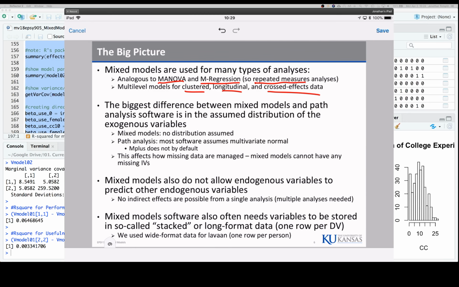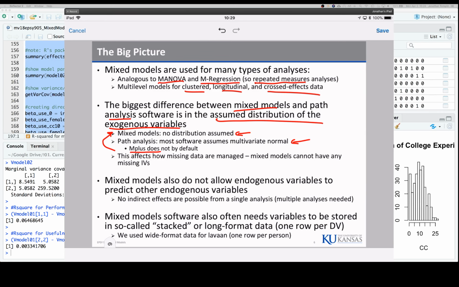The biggest difference, though, between mixed models and path analysis software is the assumed distribution of the exogenous variables. In mixed models, no distribution is assumed. They're not part of the likelihood. They're not part of the analysis. Whereas in path analysis, most software assumes these to be multivariate normal, particularly Lavaan. I will note if you use Mplus, it does not assume anything by default. So there's a combination where Mplus starts to look a little bit more like mixed models.